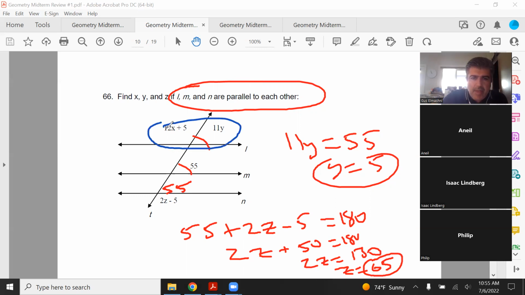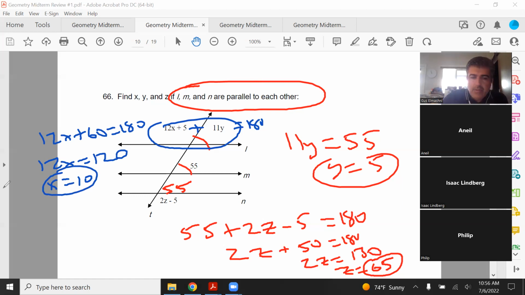And then lastly, these have to add to 180. They form a linear pair. So hopefully that helps by kind of lassoing those angles and seeing, yeah, those add to 180. And we know y is 55. So then 12x plus 60 equals 180. 12x equals 120. X is 10. So 10, 5, and 65. I'll leave it up for you guys to copy just a little bit.